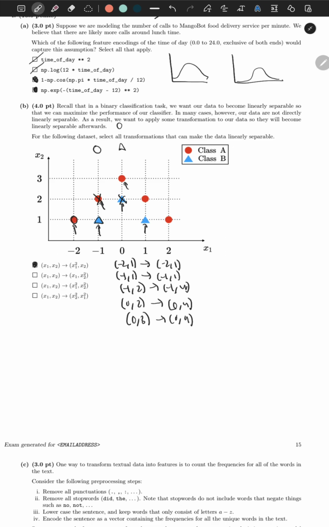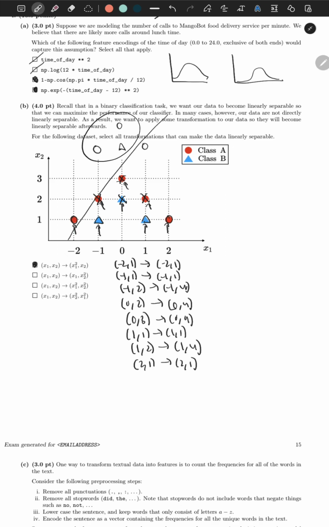But then for this point here, 1, 1 still remains as 1, 1. For this point here, we have 1, 2. This becomes 1, 4. So a point up here. And then for this point here, we have 2, 1, which just stays at 2, 1. So this point here. And we can see that our data still isn't linearly separable, because no matter how we decide to draw our straight line through, we can see that we still have points that are different on one side together, and this side as well, points that are different. So our data still isn't linearly separable, so the second option is incorrect.